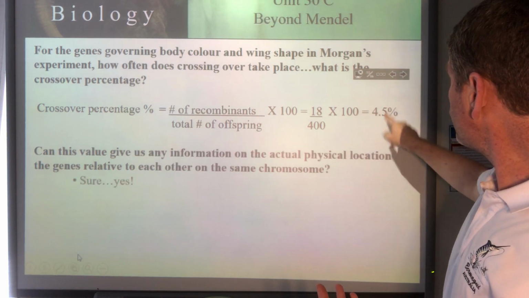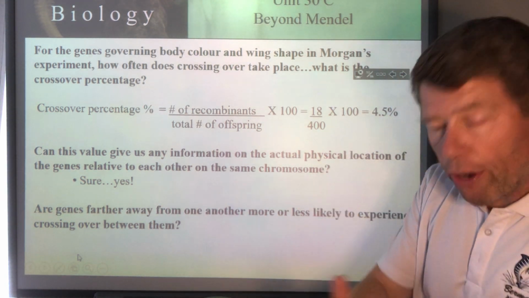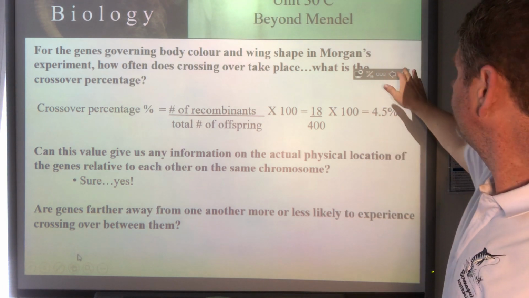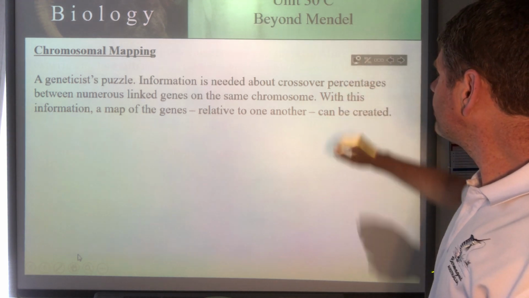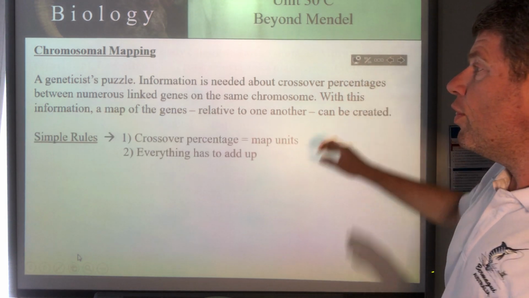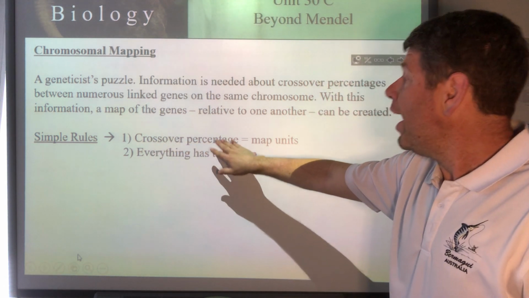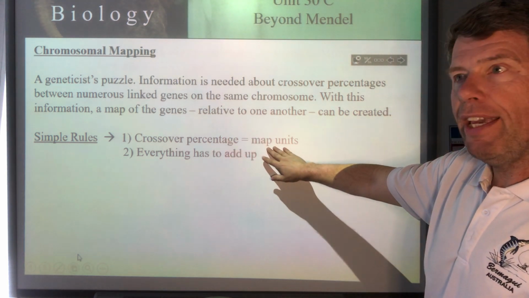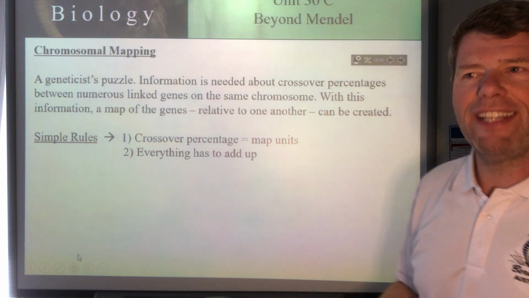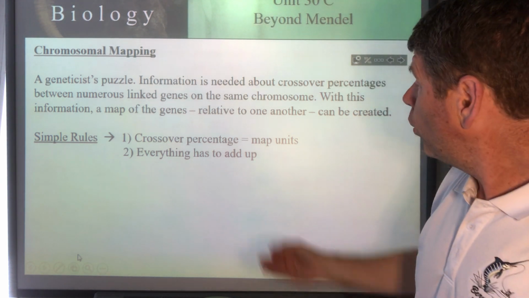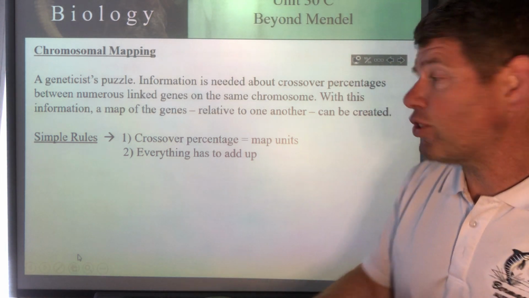So this value, this crossover percent, we actually use it to map where the genes are on a chromosome. So it's a bit of a puzzle. The way we do this, the simple rules are, first of all, we need the crossover percentages, and we realize that actually can be converted to a distance. The distance is a relative distance. We're not using like nanometers or micrometers or anything like that. We use what are called map units. So it's a relative term that's used for distance on a chromosome.